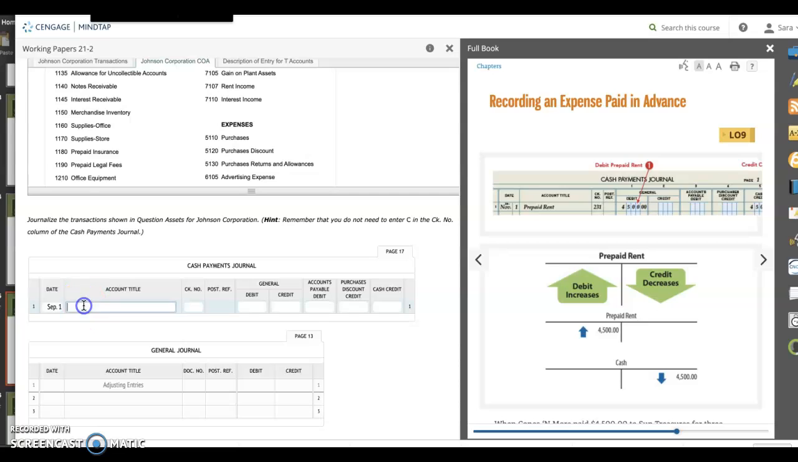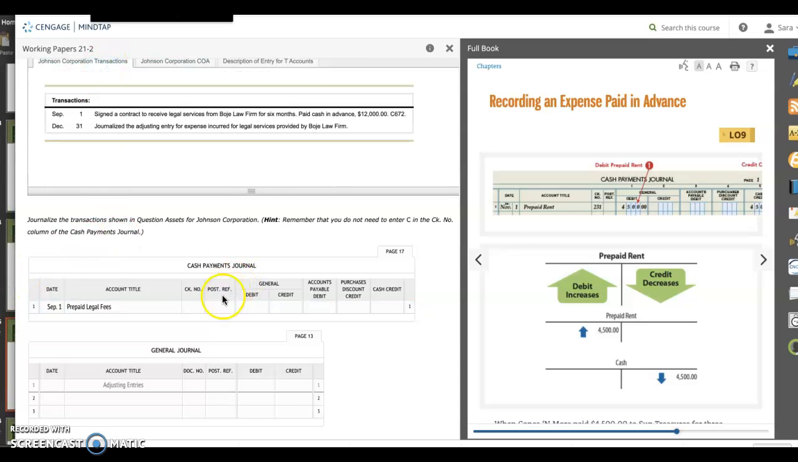So prepaid legal fees. Check number 672. And then it will be a debit of $12,000, cash credit of $12,000. And then now we're going to go through the same kind of thing for our adjusting entries. So our date is December 31st. Prepaid legal fees. And then, so basically we have kind of the same setup. It's for 6 months. We paid $12,000, so we know it's $2,000 per month.